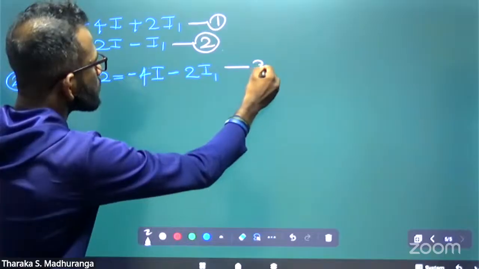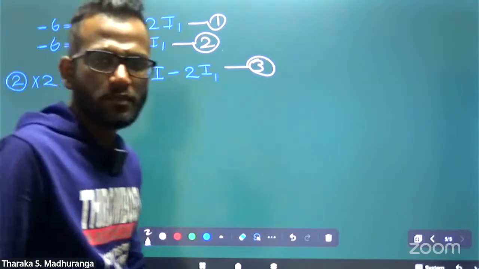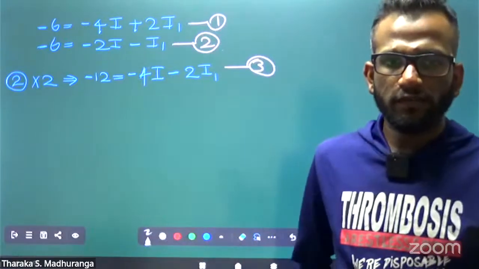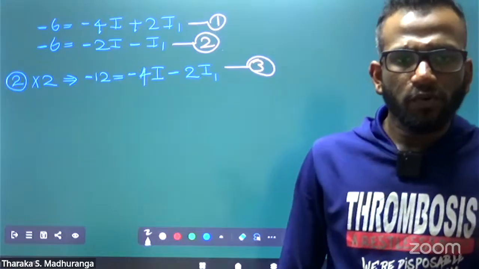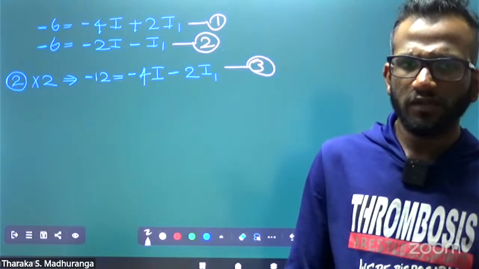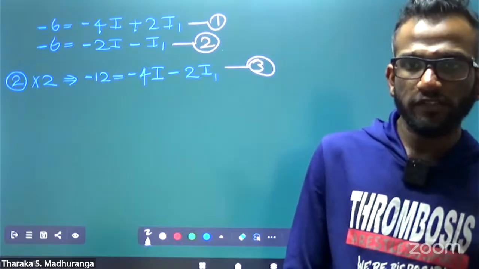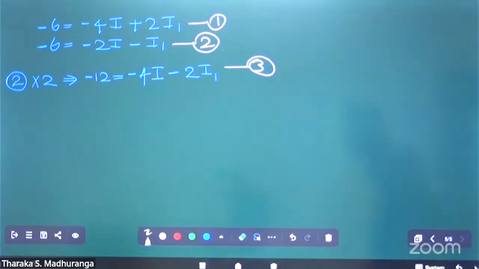Now both coefficients are equal. We don't need to consider the second equation now. Can you solve these equations and send me the I and I1 values? That's a very simple simultaneous equation.